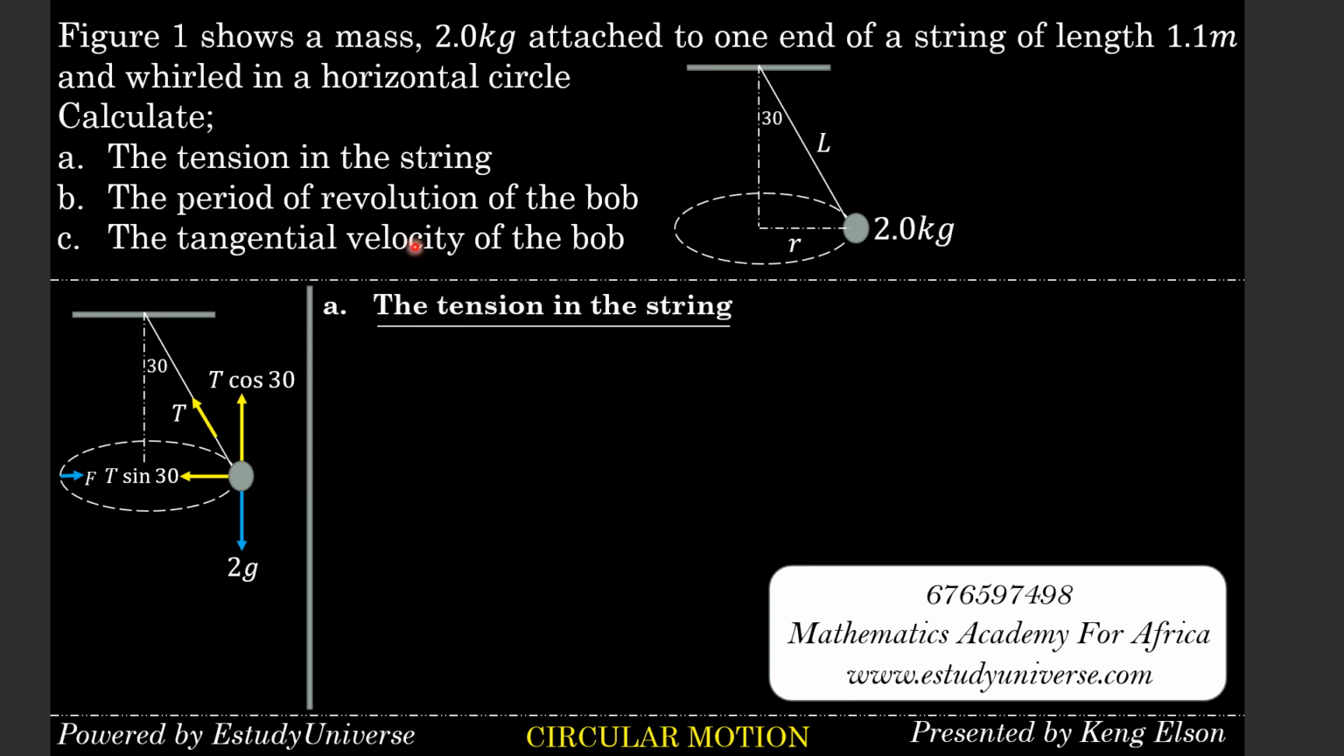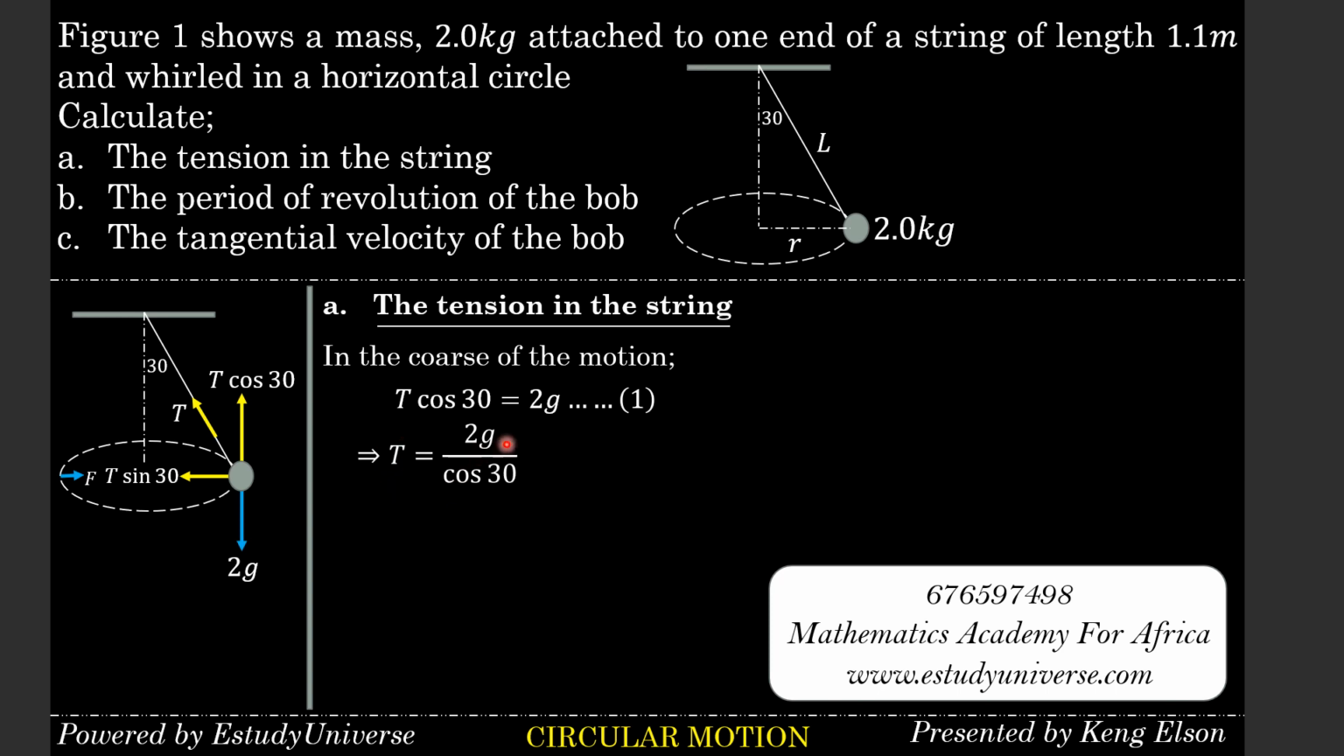Now from here we can get the tension in the string. The first part of the question says we should find the tension in the string. In the course of the motion, you realize that the forces in every direction are supposed to be balanced, so that the mass does not leave the circular path and continues moving in that circular motion. So the first thing is that the vertical component of the tension should be equal to the weight of the mass. So T cos 30 is equal to 2g. From there we can get the tension directly.